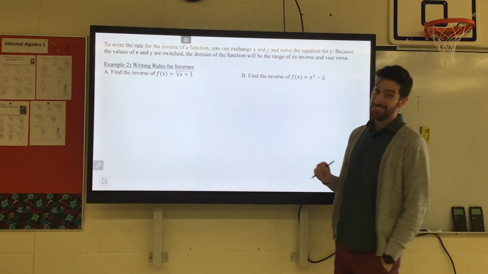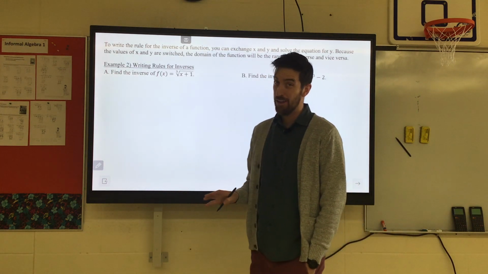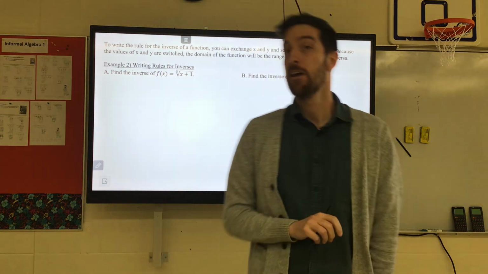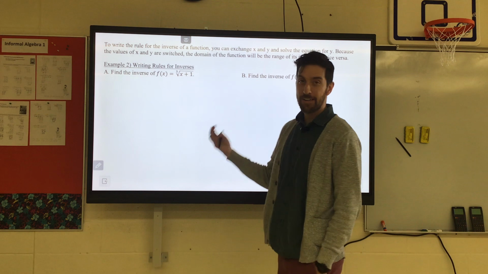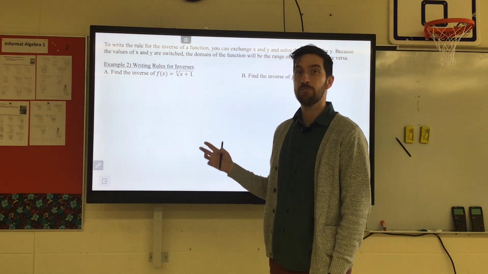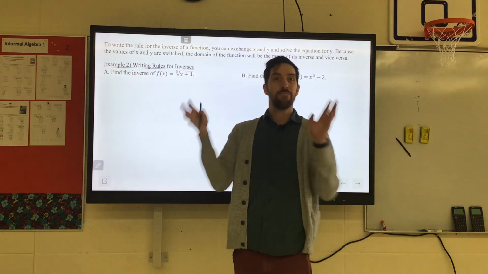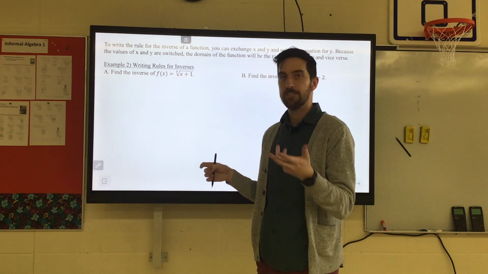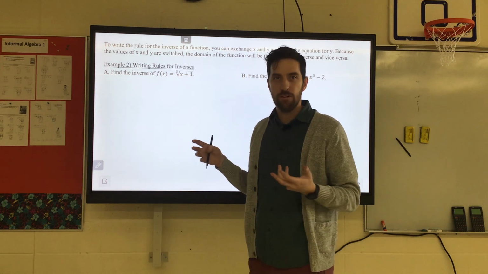Again, we've done inverse functions before. It shouldn't be too new. But remember, when you are writing the inverse equation, what we did before is you swap the x and y. You flip their places. Remember f of x is the same as y. And then you resolve it for y.